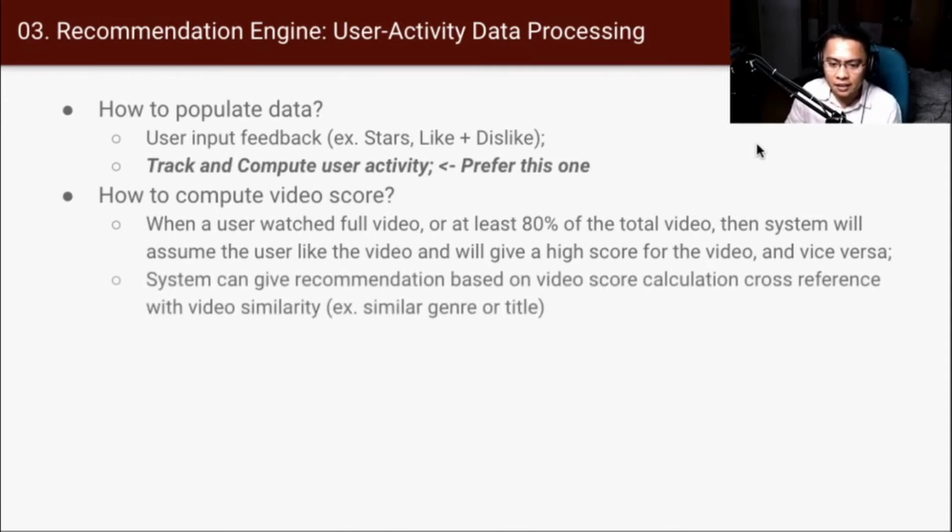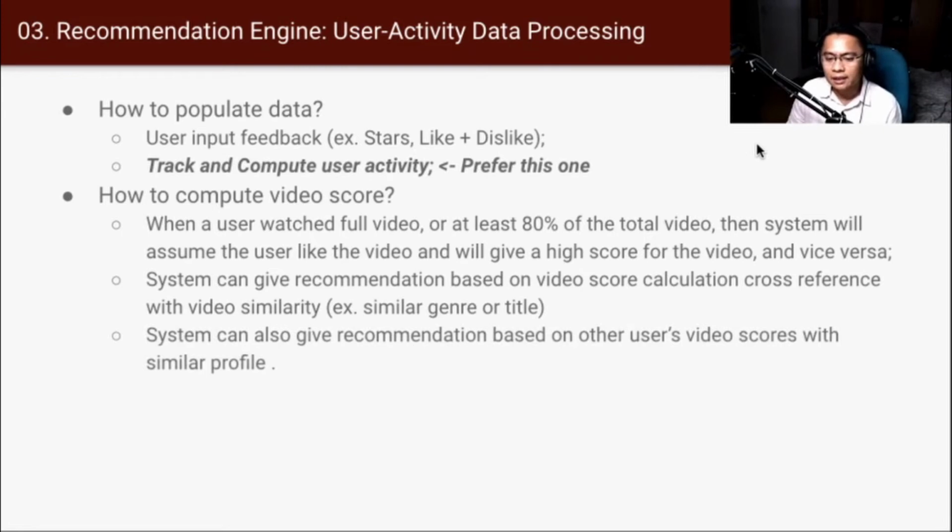Then the system can give recommendations based on the video score calculation, cross-referenced with video similarity, for example similar genre or title. The third one, the system can also give recommendations based on other users' video scores with a similar profile. Okay, now we have a clear plan for how to compute the video score.